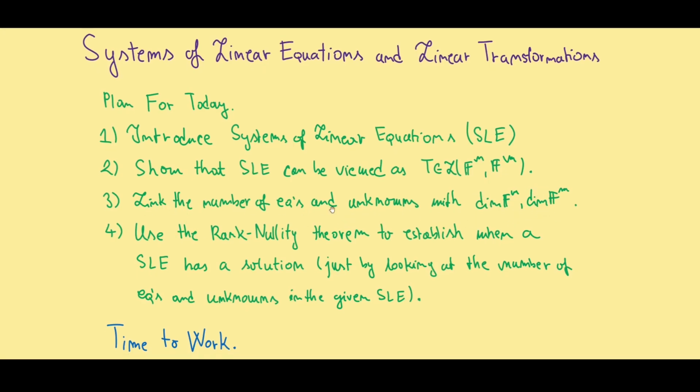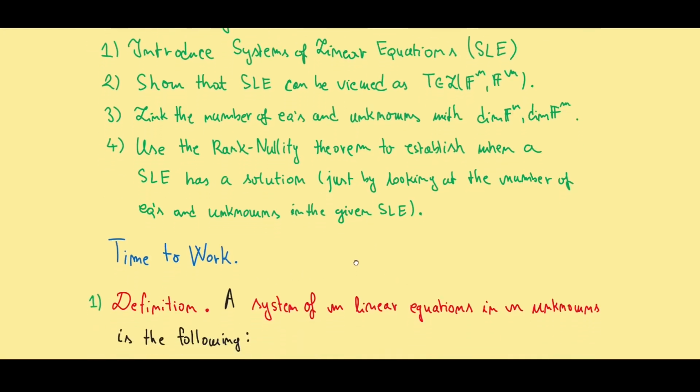Then, once we have established this link, we will be using the rank nullity theorem to establish a result that can tell us when a system of linear equations has a solution just by looking at the number of equations and unknowns in the given system. So let's get to work.